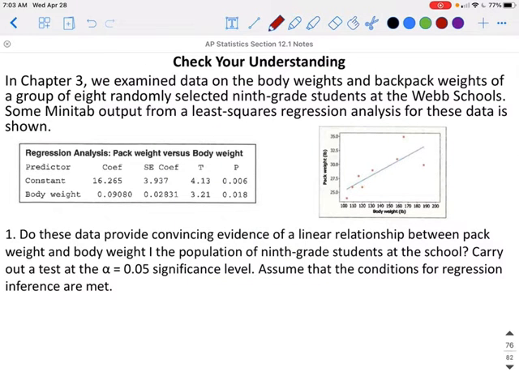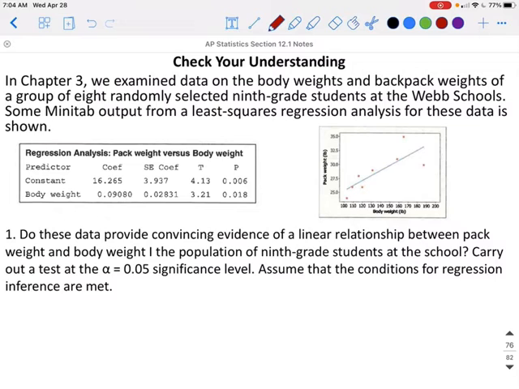So let's check our understanding. In Chapter 3, we examined data on the body weights and backpack weights of a group of 8 randomly selected 9th grade students at Webb schools. Some Minitab output for the least squares regression analysis for these data is shown. Do these data provide convincing evidence of a linear relationship between pack weight and body weight in the population of 9th grade students at the school? Carry out a test at the alpha equals 0.05 significance level. Assume that conditions for regression inference are met.